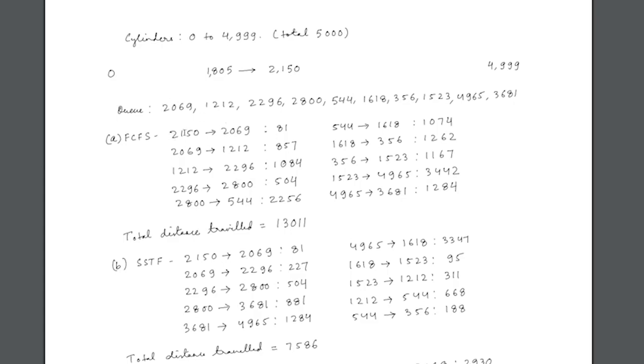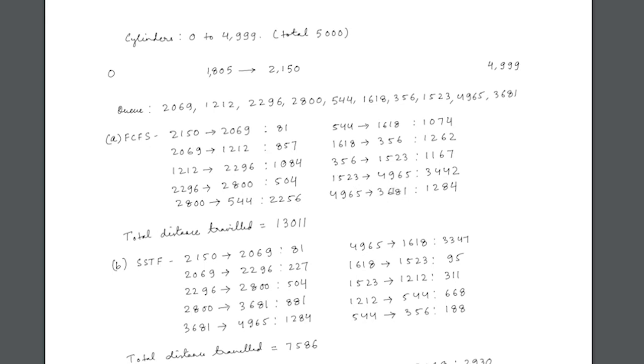From 2150, they move to 2069, and in doing so, they travel 81 cylinders. This number is obtained by subtracting 2069 from 2150. So 2150 minus 2069 is 81. From 2069, they're going to move to 1212, because 1212 is the second request in the queue. And in doing so, they travel 857 cylinders, and so on and so forth.